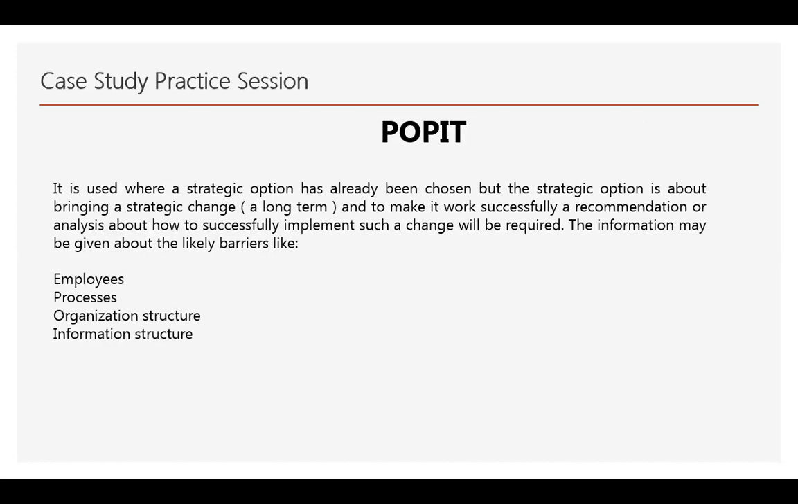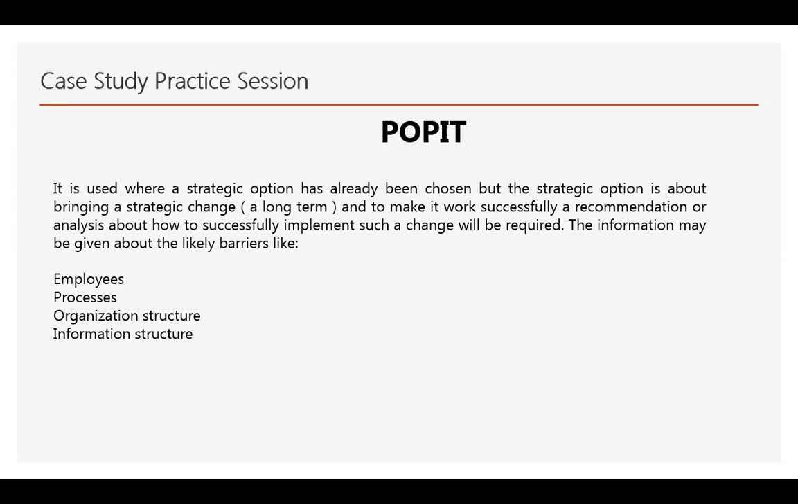Well, the rest of the two models that we are going to discuss, the puppet model and the Lewin three-stage model, are basically used once the strategic option has already been chosen. In the case study, you're not required to suggest whether the strategic option should be chosen or not. The case study will tell you that this is the strategic option that the management has selected, so you're no more going to evaluate this option. All you have to do is to recommend how this change will be implemented in the organization successfully.